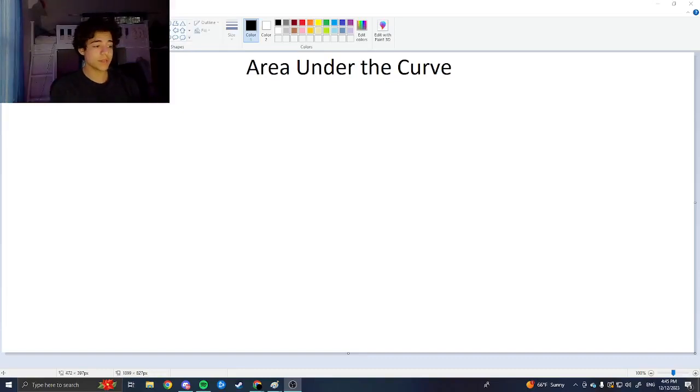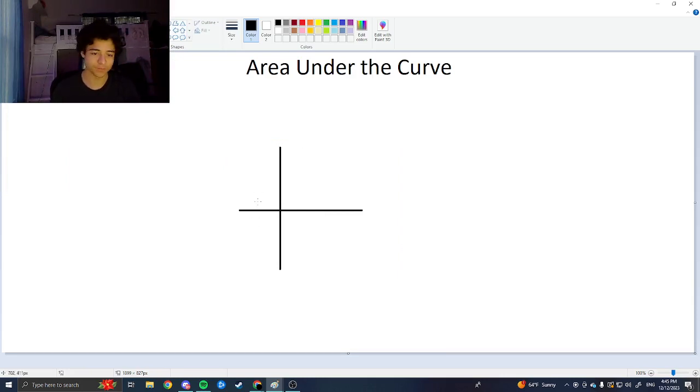So up next we got unit 6, which is area under the curve or integration, but we're not there yet. So what is area under the curve? Well, like the name suggests, you're looking at the area under a curve, right?